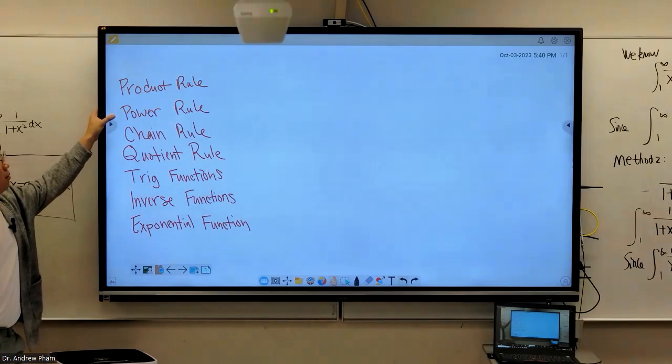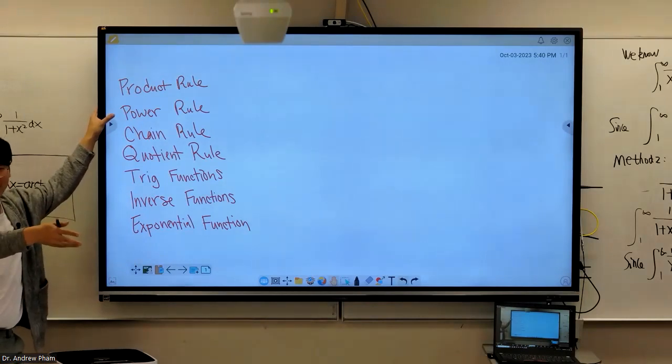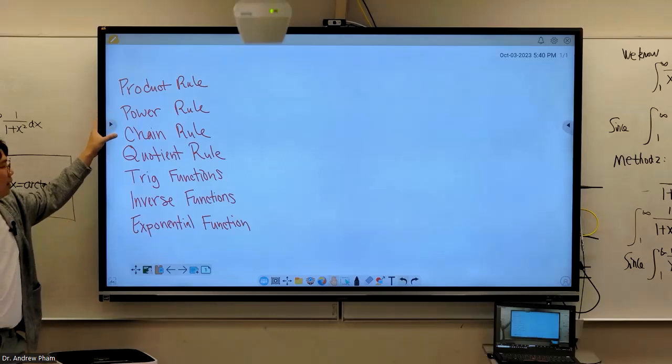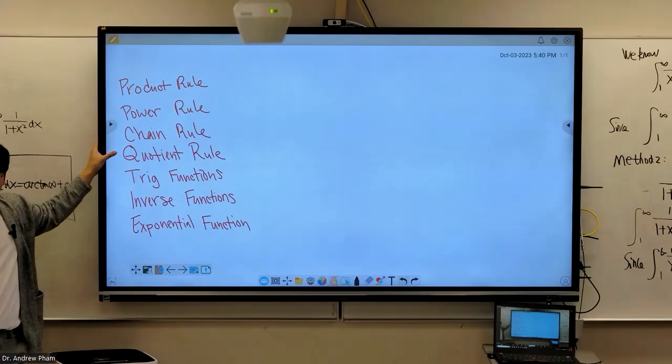Yes. So power rule is whenever I have x to a power, I can bring down the power to the front and reduce it, subtract 1 from the power. Chain rule, we don't really have a nice way of saying that. Yeah, onion. Quotient rule. Yes. So remember, quotient rule is low d high minus high d low, all over low squared.